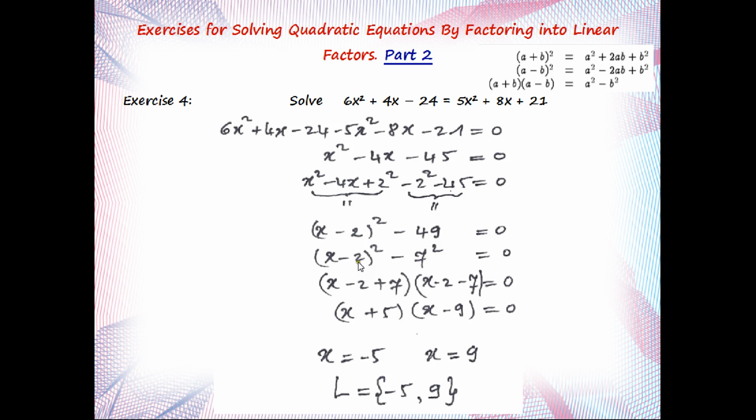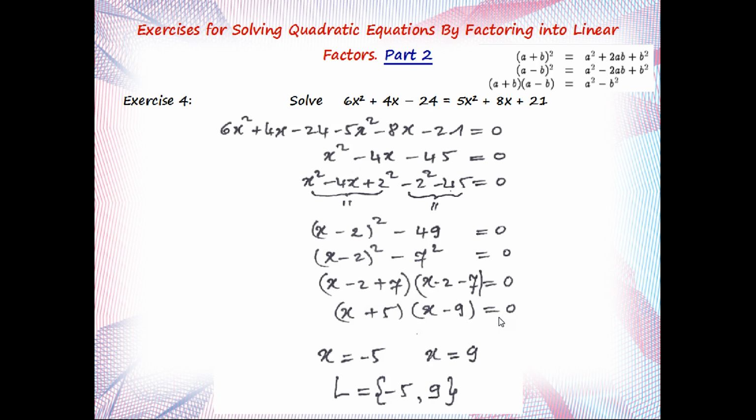Therefore, x minus 2 squared minus 7 squared equals 0. Now, we apply the binomial formula, a squared minus b squared equals a plus b times a minus b, with a equals x minus 2 and b equals 7. So, we have x minus 2 plus 7 times x minus 2 minus 7 equals 0. Or, x plus 5 times x minus 9 equals 0.